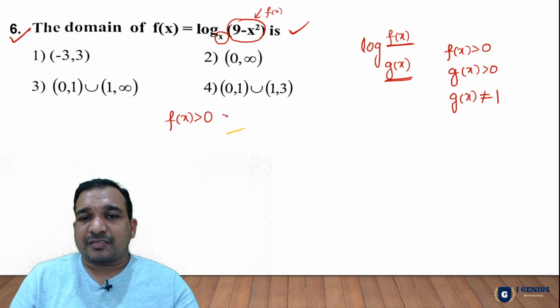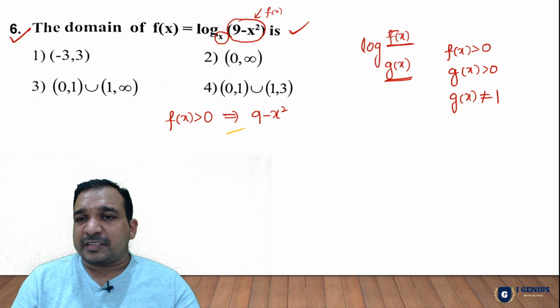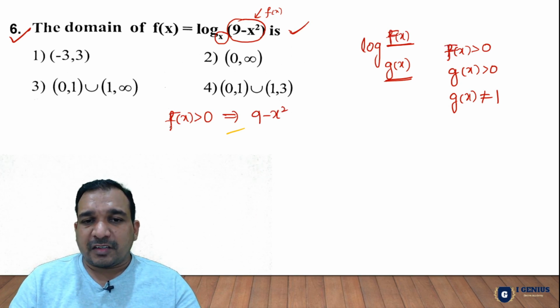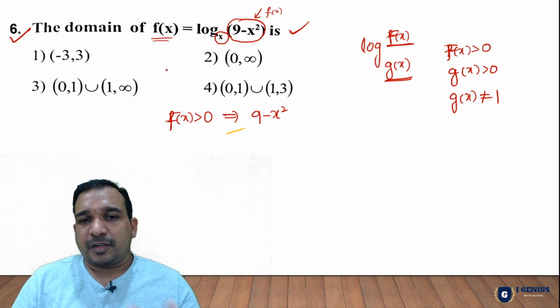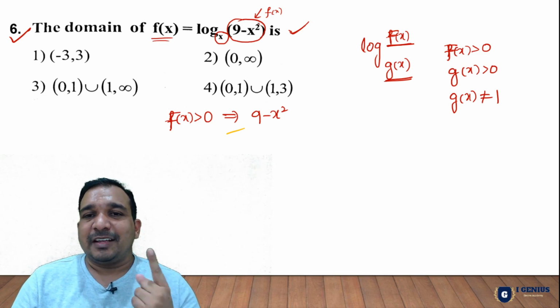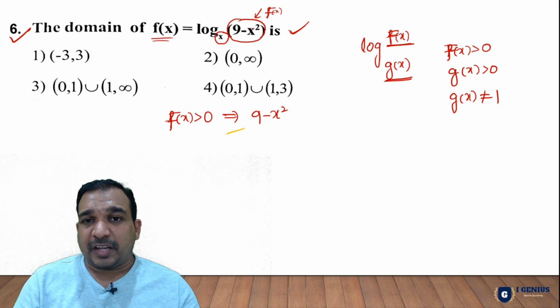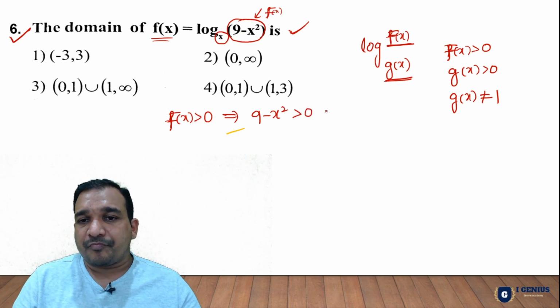9 minus x square. I am not taking this as small f of x. I am taking this as capital F of x. Sir, why? Because here small f of x is already given, and you get confused. That's why I took this as capital F of x. So capital F of x, this part must be greater than 0.